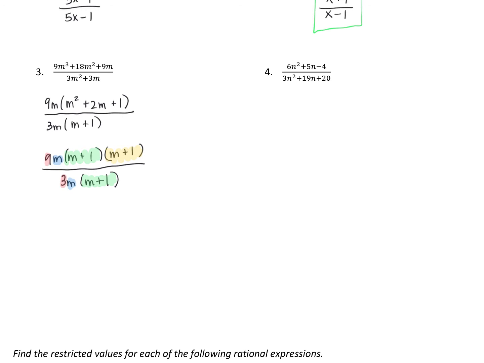If any factors match exactly, I can cross those out. So I have m plus 1s. Those match exactly, so I can cross those out. I have an m that's by itself in blue. Those can cross out. The m plus 1 that's yellow, that's going to have to stay on the top because I don't have anything to cross it out with. But notice in red, I have a 9 and a 3. I can reduce those both by 3. So 3 divided by 3 is 1, and 9 divided by 3 is 3. Notice that everything I cross out, it leaves a 1 in its place.